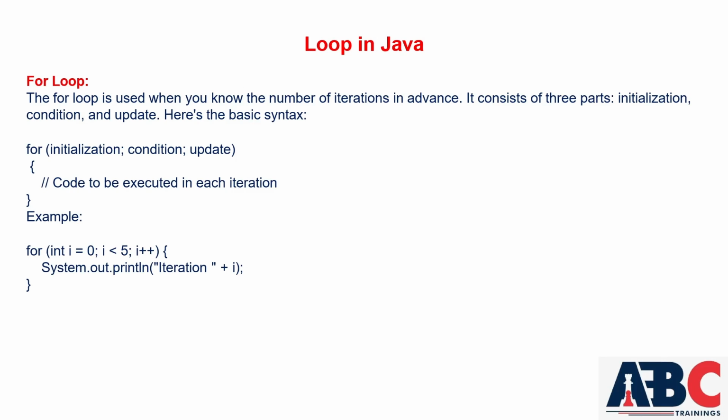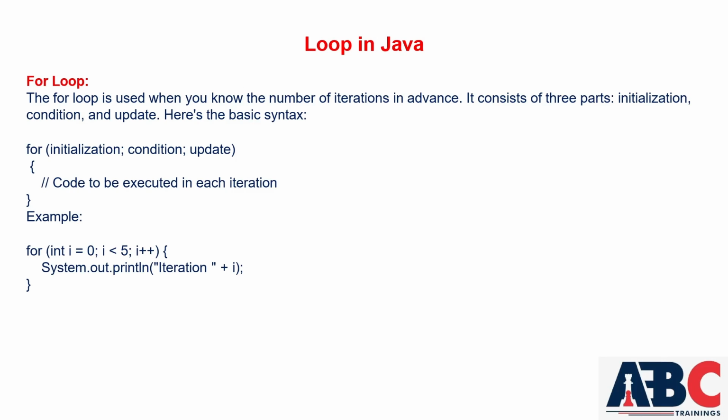First, the for loop. A for loop is used when the number of iterations is known in advance. It consists of three parts: initialization, condition, and updation. The syntax of a for loop is: for, then initialization, condition, and updation.